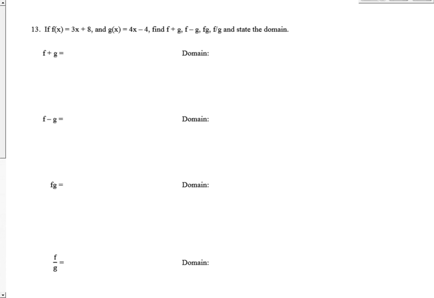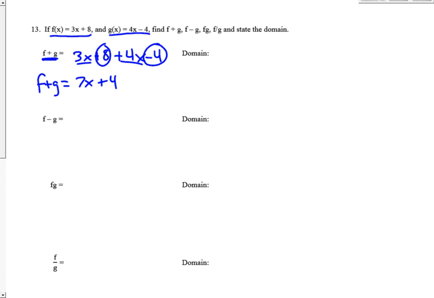Okay, let's look at number 13. Here we have 2 functions, f and g. We need to show f plus g. So we are going to take these 2 expressions and just add them together, combining like terms. We have 3x plus 4x, which gives us 7x. We also have 8 minus 4, so that's going to give us plus 4. So f plus g is simply 7x plus 4.